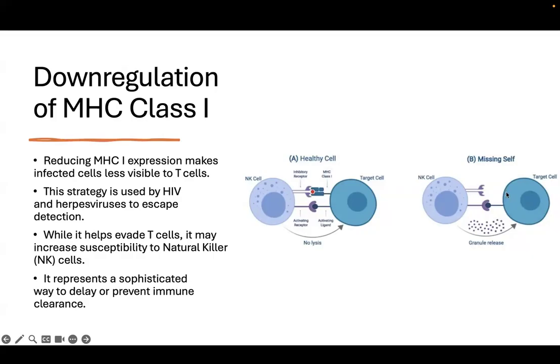But when the cell doesn't have MHC anymore, you don't have this inhibitory receptor being activated. So now the NK cell kind of says, okay, I need to start killing. So yes, they have it. Because of these inhibitory receptors, they have a higher affinity towards them.